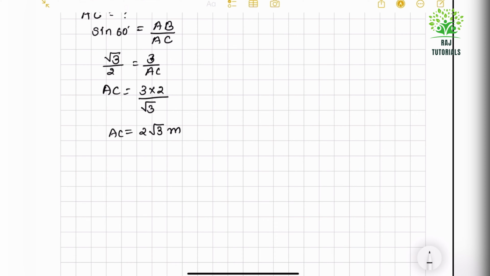Therefore I can say the lengths of the slides are 3 meter and 2 root 3 meter.